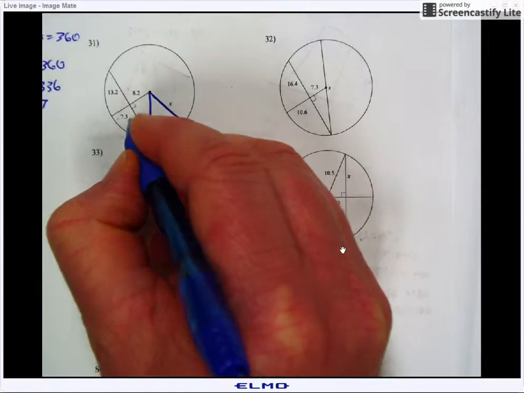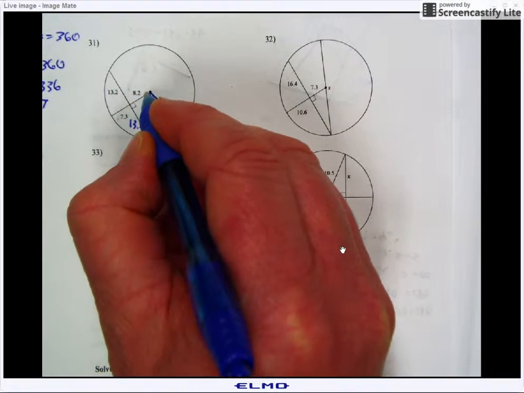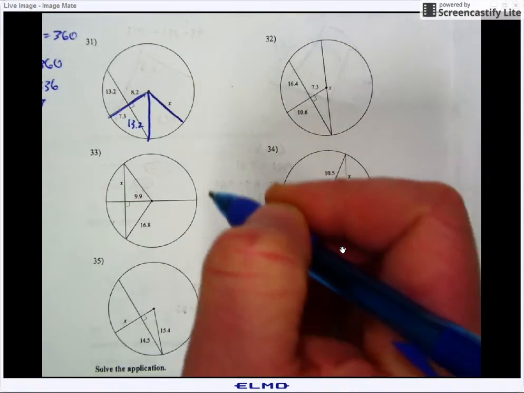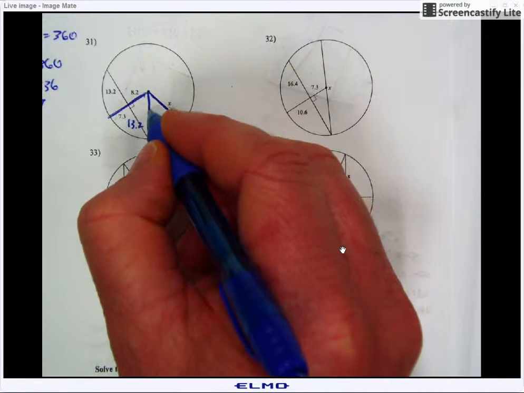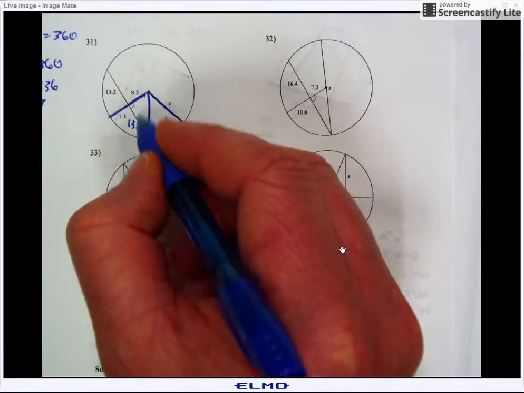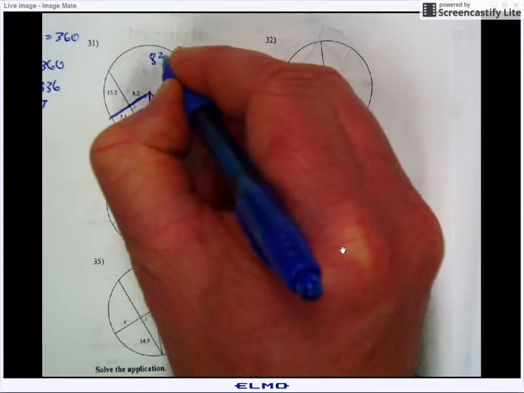Okay, so I know this is 13.2. X is the radius. I'm trying to find the radius. Do I have another radius? Right here. So I don't need to use Pythagorean theorem. If you do, you will get the answer. 8.2 squared plus 13.2 squared. That would work.